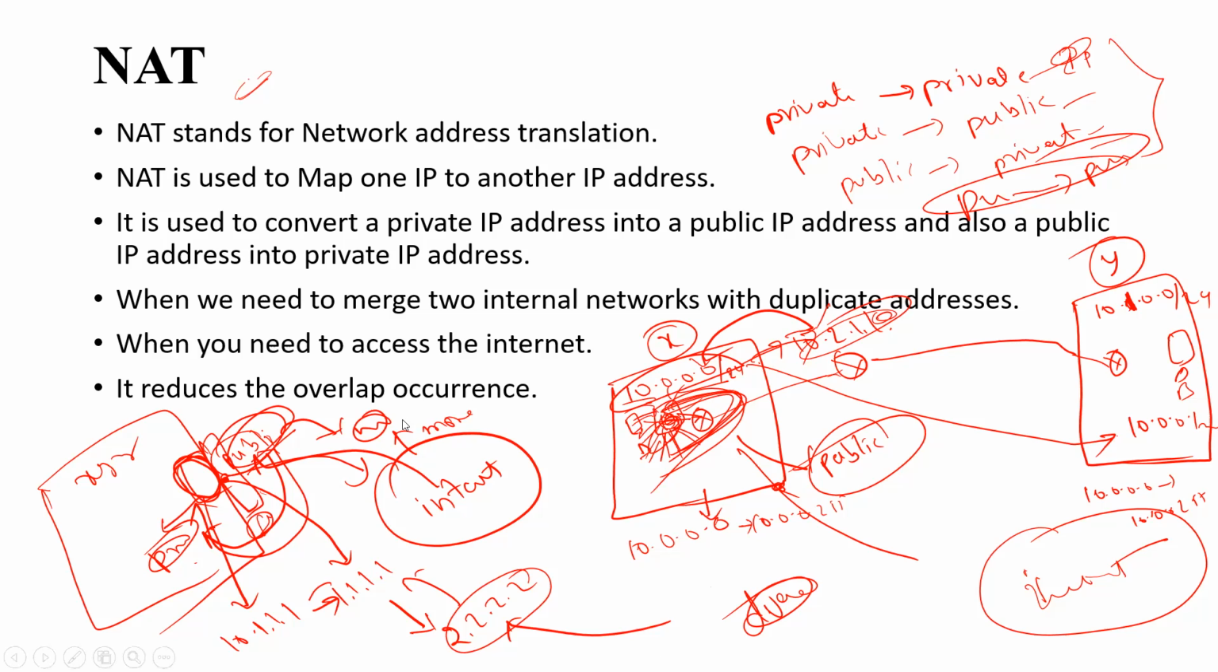So here, if you can see, NAT stands for Network Address Translation. It is used to map one IP address to another IP address. The next point is that it is used to convert either a private IP address to public or public to private, so vice versa, we can say. And if you can see, when we need to merge two internal networks with duplicate IP addresses, this point is there, no? So if two duplicate addresses are there and you want to merge these two networks, we'll use some IP address to map that network. Is it clear?